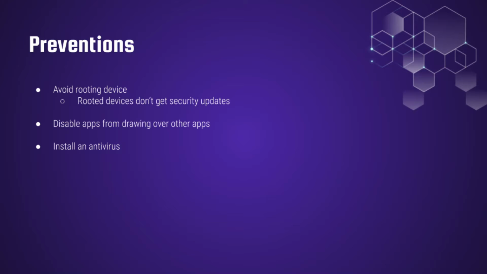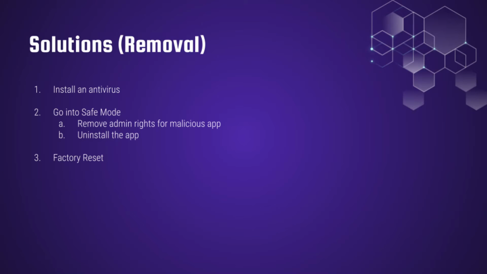And finally, you can install an antivirus to handle some of these checks for you. So let's say we failed prevention and got infected with malware. What can we do then?